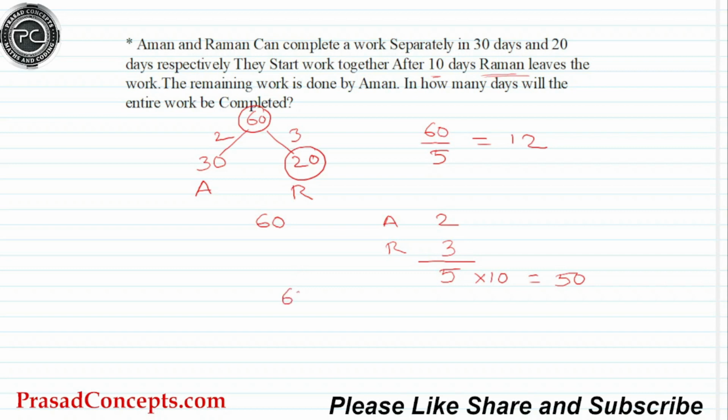The remaining work is 60 minus 50, 10 units. Now Aman can do 2 units of work in a day. The total work remaining is 10 units, that means 10 by 2. Aman has worked 5 days more. In how many days will the entire work be completed? Entire work means 10 days plus 5 days, 15 days.